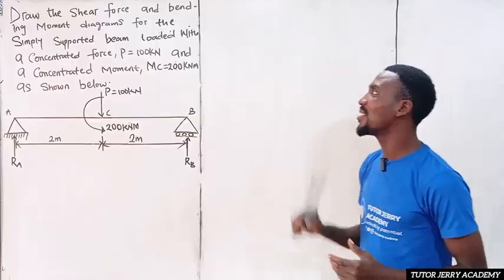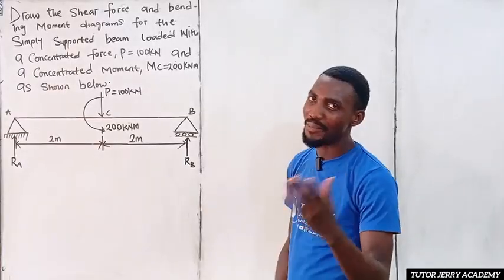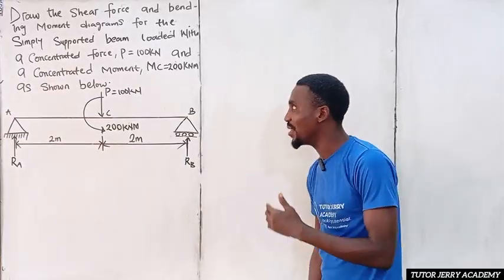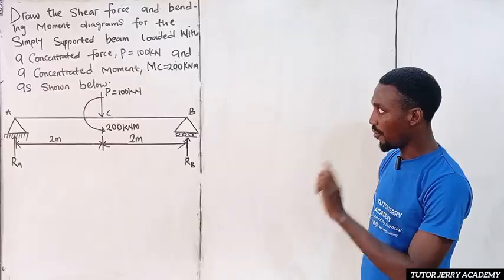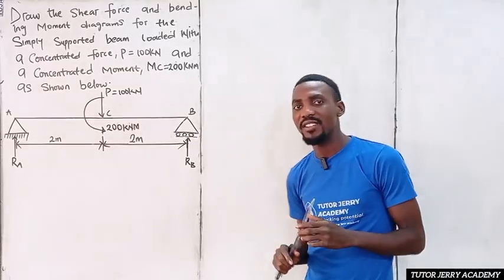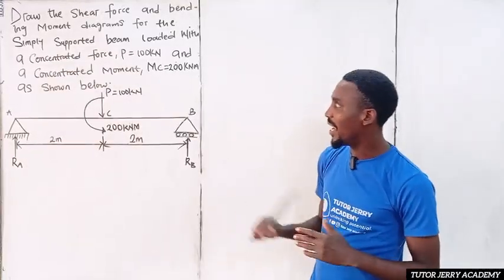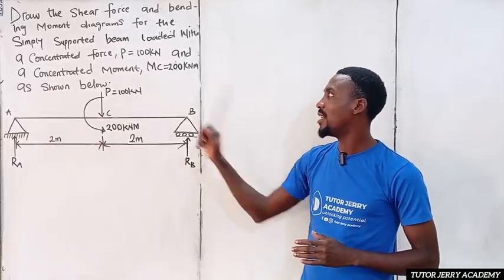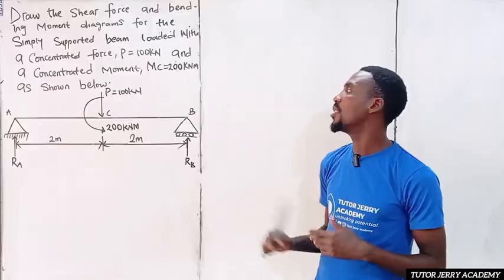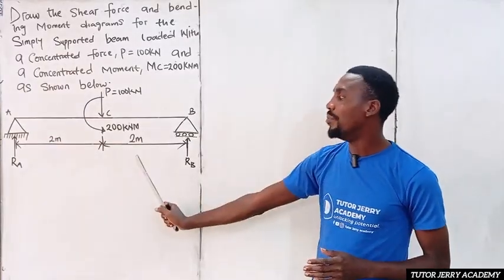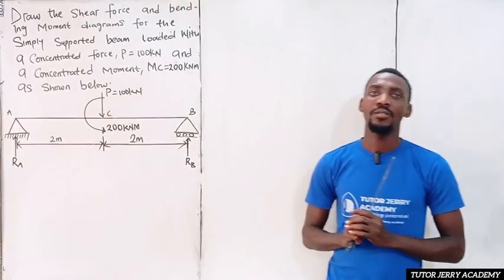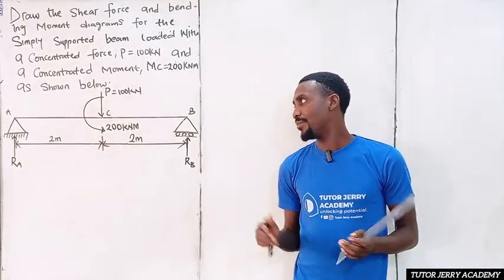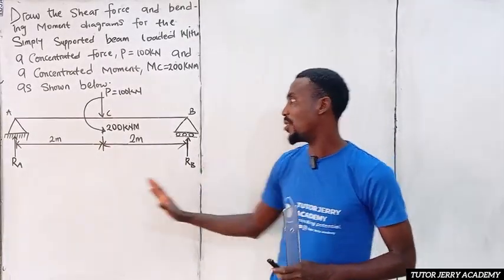Alright, the question says we should draw the shear force and bending moment diagram for the simply supported beam loaded with a concentrated force P, which is 100 kilonewton, and a concentrated moment MC, which is 200 kilonewton meter, as shown below. You can see this is the diagram. This diagram is given to us. All right. Now, but the reactions here were not given to us.